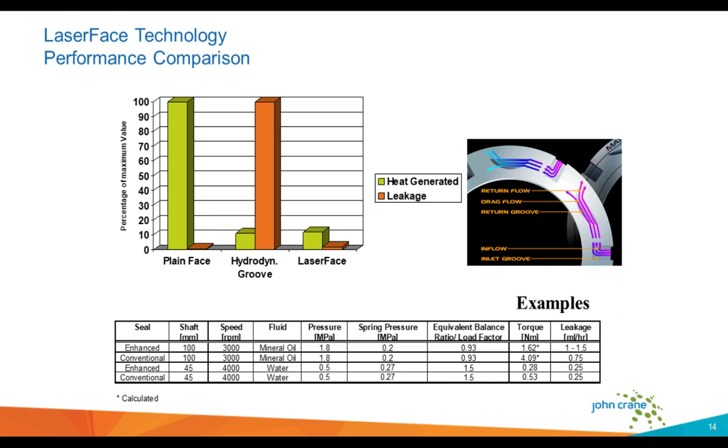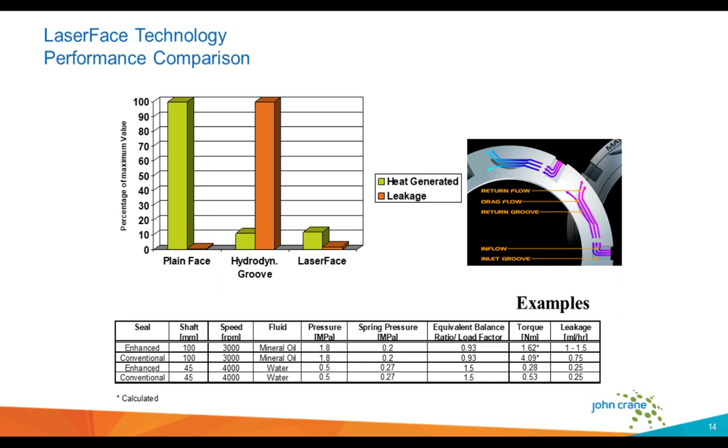Now, as an example, taking two seals, an enhanced laser face and a conventional one, 100 millimeter seals, going at a speed of 3,000 RPM in mineral oil, using exactly the same pressure, spring force, and balance ratio, the calculated torque will show that the enhanced laser face torque is less than half that of a conventional seal. And this is shown in the graph above. However, leakage is about 1.5 to 2 times higher than a conventional seal.